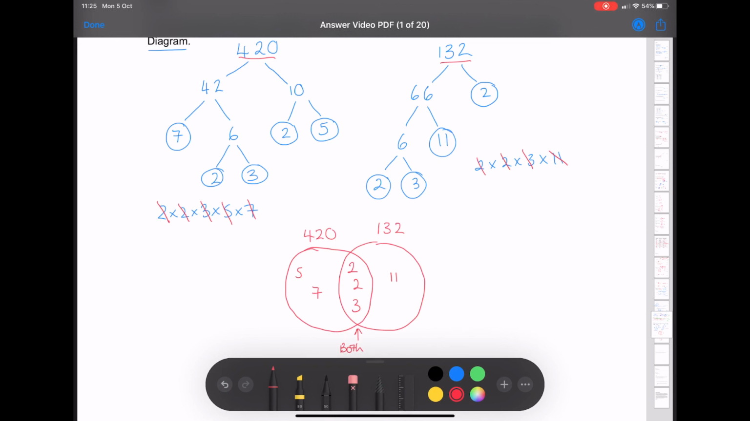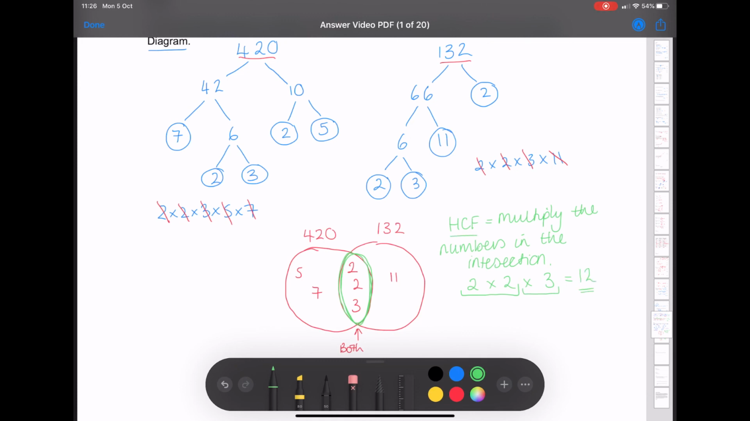So now I've done my Venn diagram, all you need to remember is that to find the highest common factor, you multiply the numbers in the intersection. Which is this bit. 2 times 2 times 3. 2 times 2 is 4. 4 times 3 is 12. Okay, so that's your highest common factor.